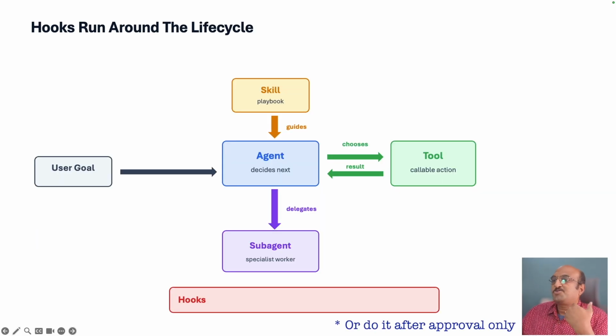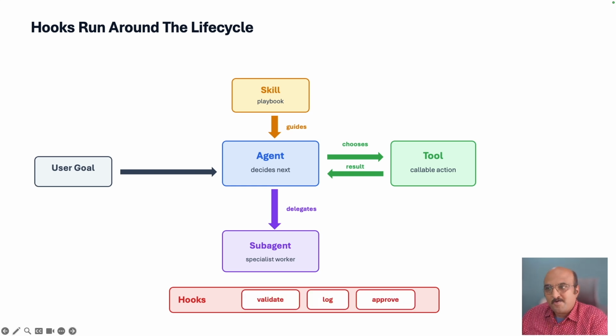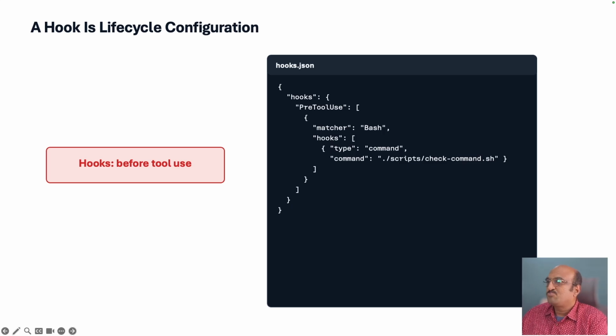So that is where the concept of hooks come into picture. You can write hooks for doing certain validations, logging certain things, or approving certain things, so that the agent run is properly automatically managed and observed. For example, before tool use, you want to check certain things, and you will write a pre-tool use hook which does that. Or every time a call goes to the agent, you want to log how many tokens have been consumed, and after that how many tokens have been consumed.